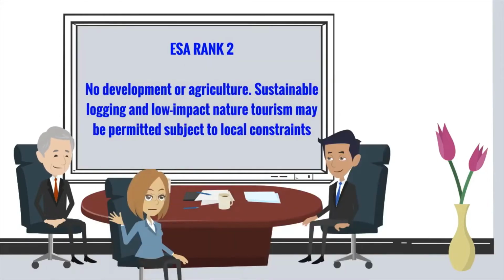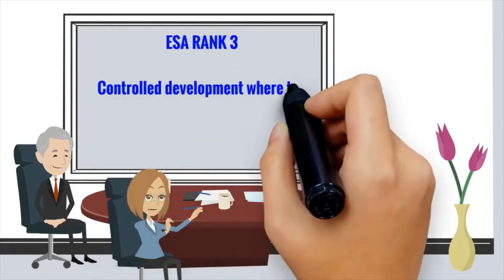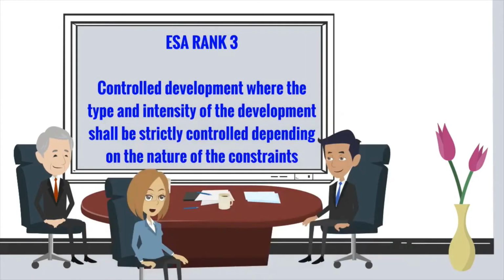Second, ESA Rank 2, no development or agriculture. Sustainable logging and low-impact nature tourism may be permitted subject to local constraints. Third, ESA Rank 3, controlled development, where the type and intensity of the development shall be strictly controlled depending on the nature of the constraints.